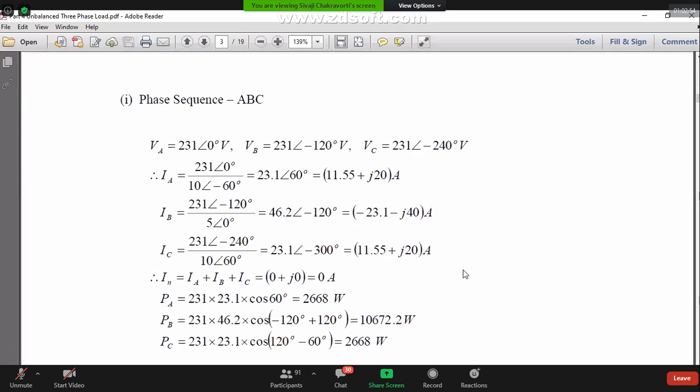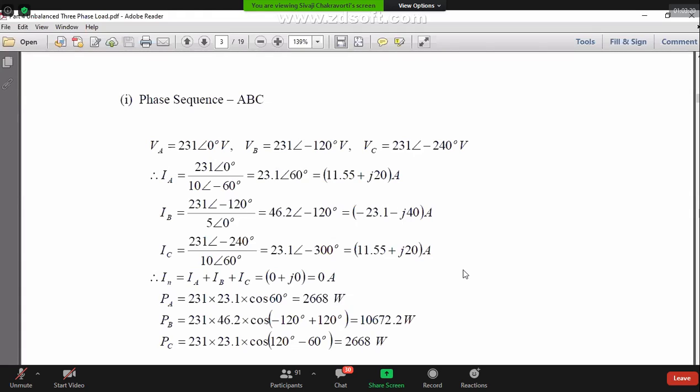Then what are the 3 phase currents? Straight away phase voltage by phase impedance. Now phase impedances are known. It is given in the problem itself, ZA, ZB and ZC. So you take VA by ZA, VB by ZB, VC by ZC. So you get IA, IB, IC. Now you add these 3. Interesting result you get. It is 0.